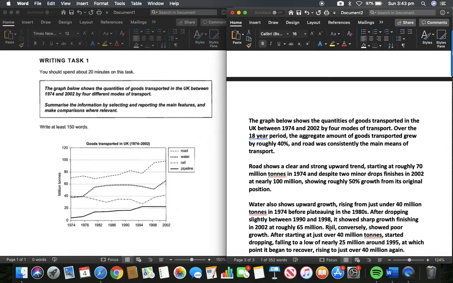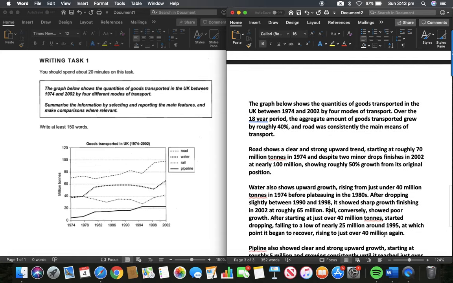Then, conversely, rail showed poor growth. After starting at just over 40 million tons, started dropping. After starting at that amount, started dropping, comma, falling. So again, I've done it 3 times here, showing rising and falling. Falling to a low of nearly 25 million around 1995. Right, so it drops down here to about 25 in 1995, at which point it began to recover, rising.